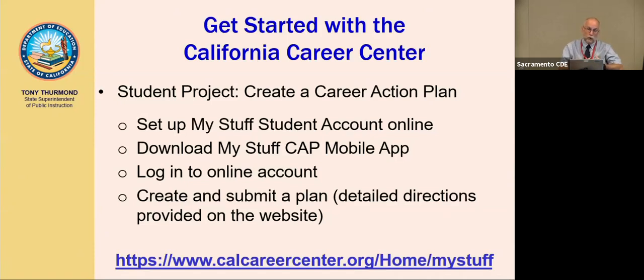They can use it for as long as they want. You could also have them download the My Stuff Career Action Plan mobile app. It's both Apple and Android. They would log in to the online account and create and submit a plan to you. On the website, I'm going to show you, there are detailed directions. If you have self-directed students, it's possible for them just to dive into the site and begin creating a career action plan based on information that is available in the site.